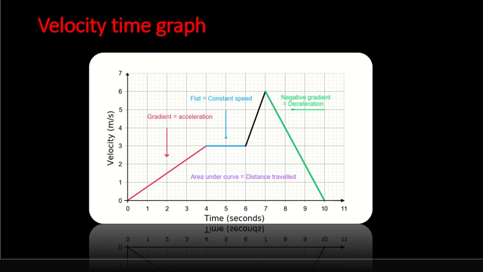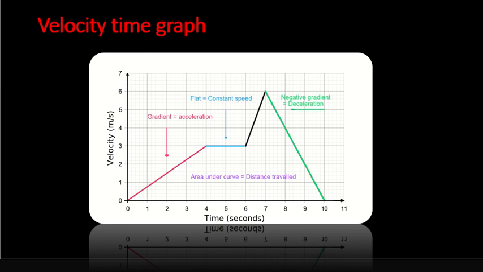And then the black line is a very sharp increase and acceleration in velocity as it goes from 3 meters per second to 6 meters per second, but it does that in 1 second, which is a very quick increase in velocity. And then the negative gradient, the downward green, shows deceleration as the velocity is decreasing from 6 meters per second down to 0, and it does that in 4 seconds.